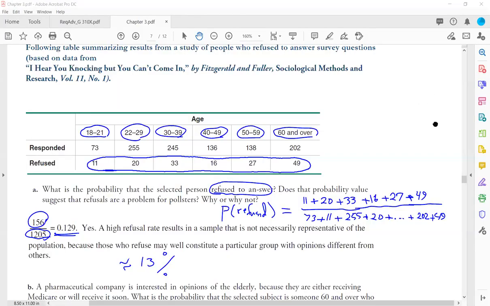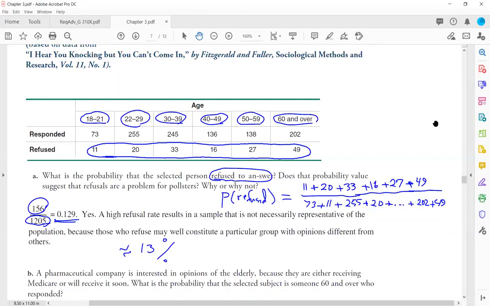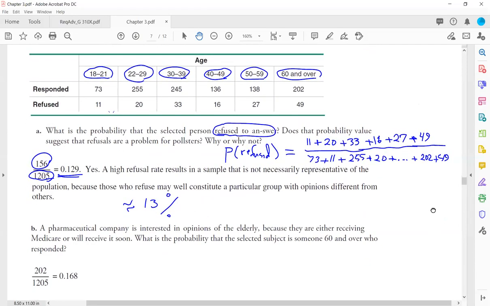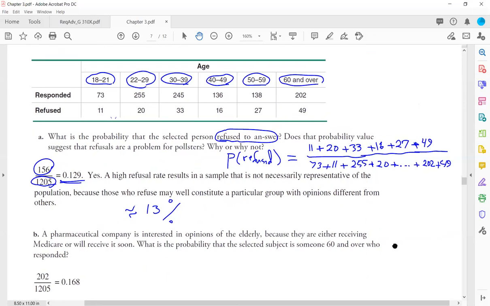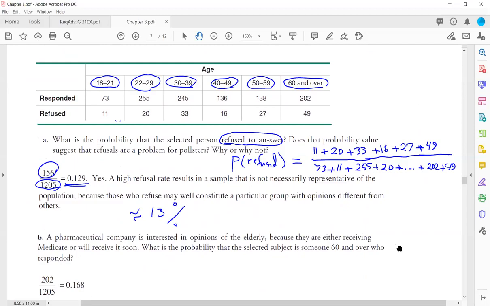Let us move on to part B. Okay, we're answering part B, so let us erase this. Part B says, a pharmaceutical company is interested in opinions of the elderly, because they are either receiving Medicare or will receive it soon. What is the probability that the selected subject is someone 60 and over who responded?